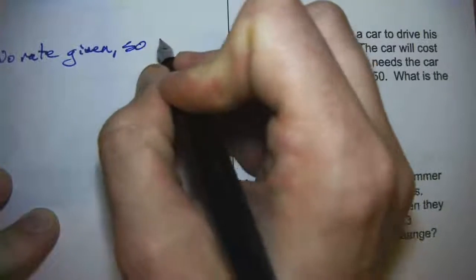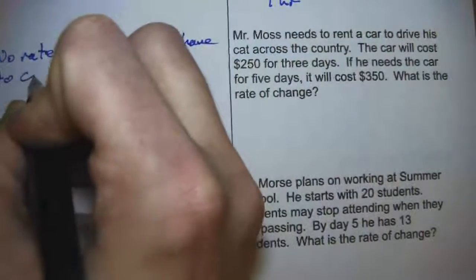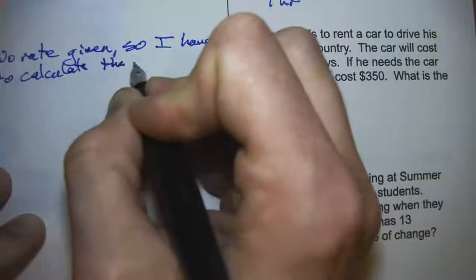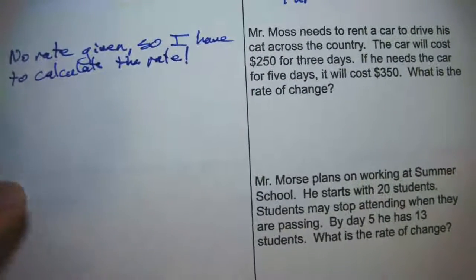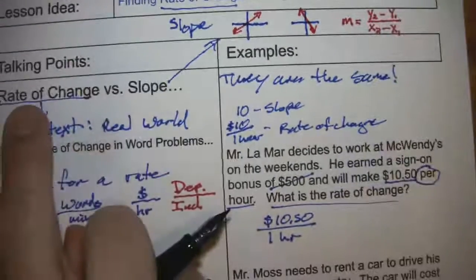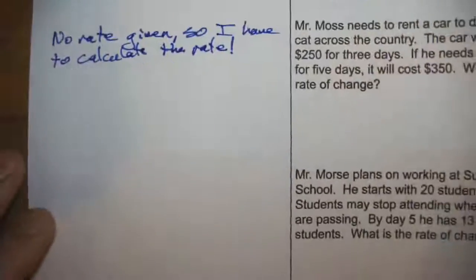So I have to calculate the rate. All right. So if the word problem doesn't come right out and tell it to you, then you get to calculate. And the way we're going to do it is with our slope formula. Remember, slope and rate of change are the same thing. So I'm going to use the same formula. So let me jot it down.